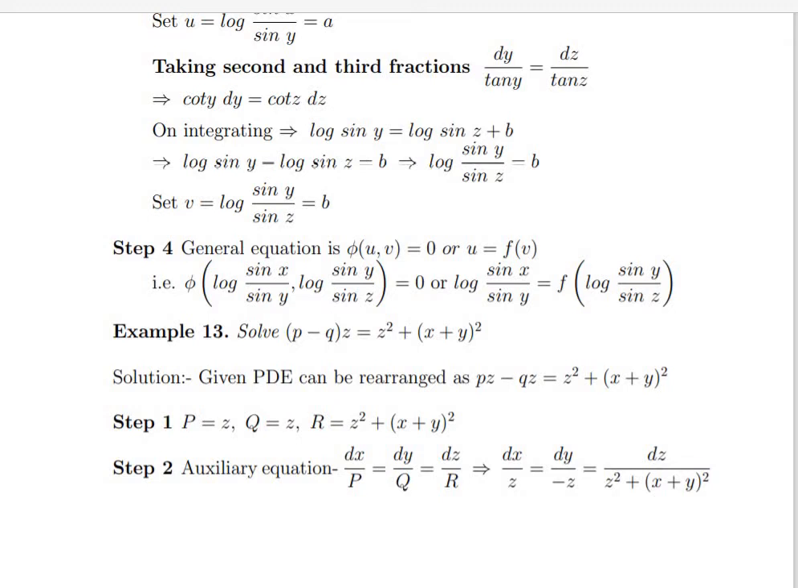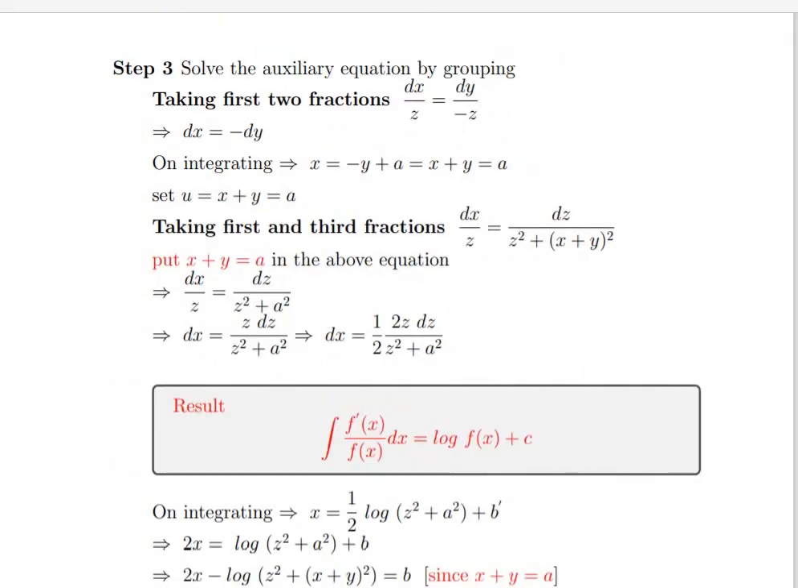Now we can write the auxiliary equation, and we got the auxiliary equation here as dx by z equal to dy by minus z equal to dz by z square plus (x plus y) the whole square. Now we are going to solve the auxiliary equation by the method of grouping. For that purpose, we have taken the first two fractions from the auxiliary equations, that is dx by z equal to dy by minus z.